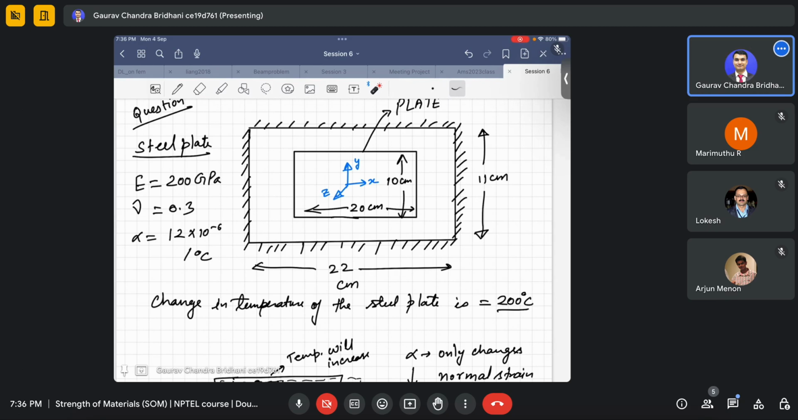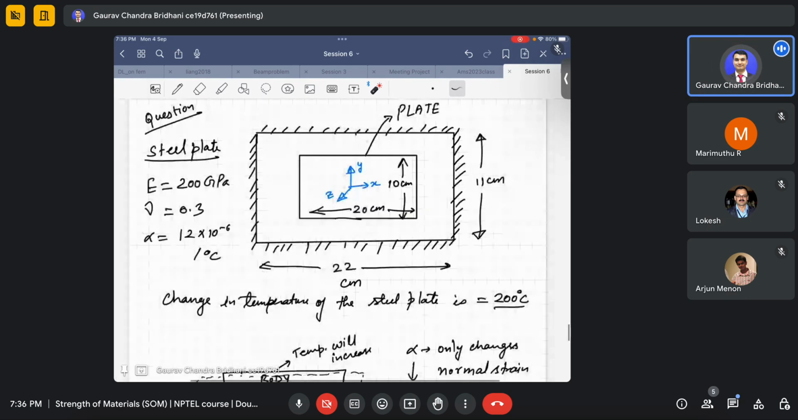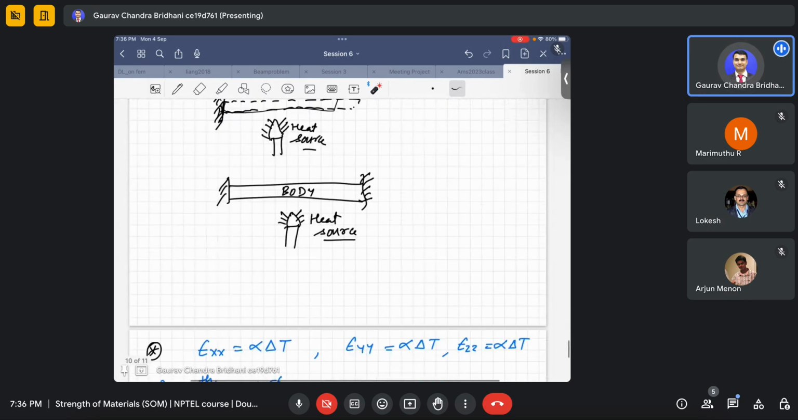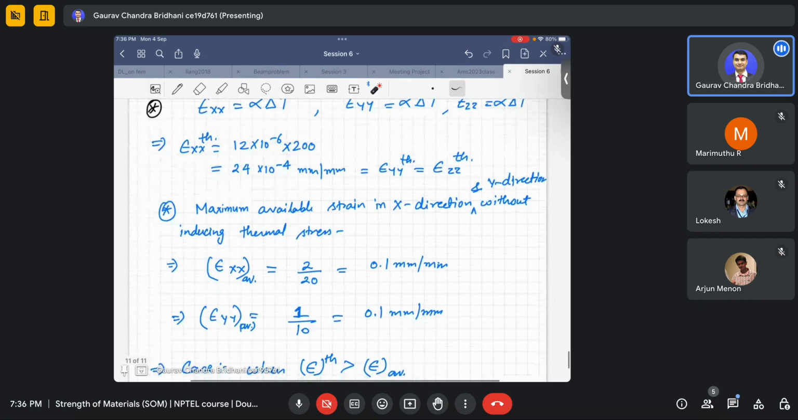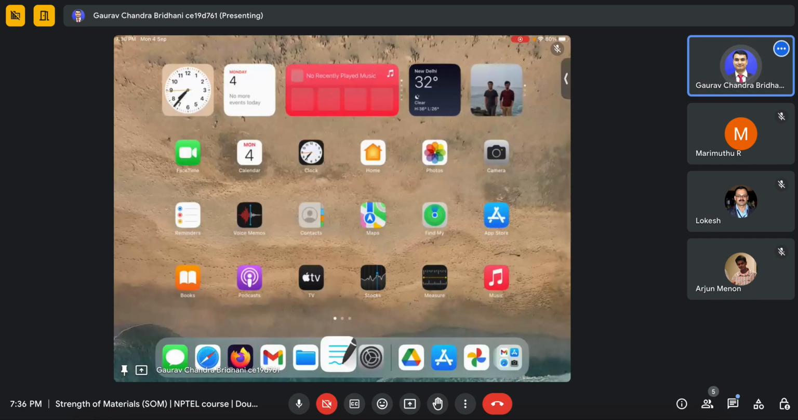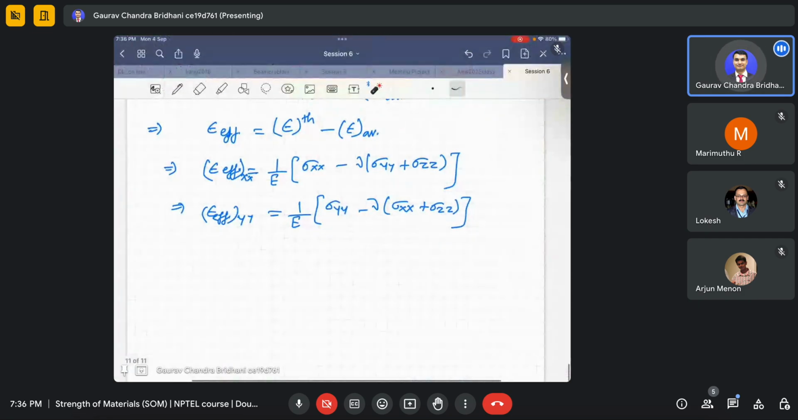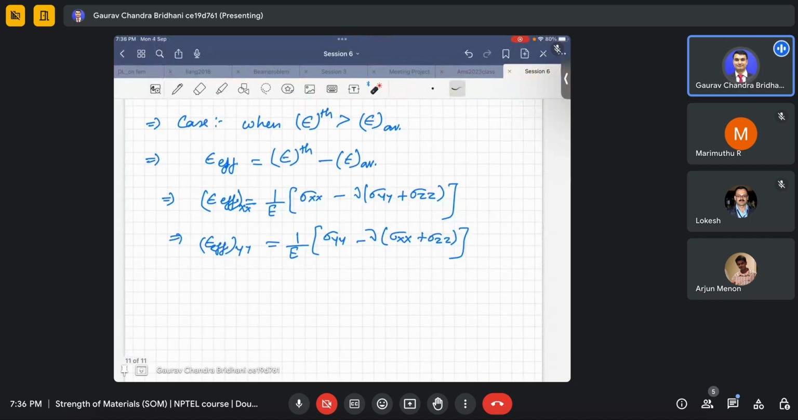So we'll solve with a proper problem next time. The same problem I'll come up with, with proper values, and we'll solve it. So we'll see how the thermal strain causes the stresses. Okay.